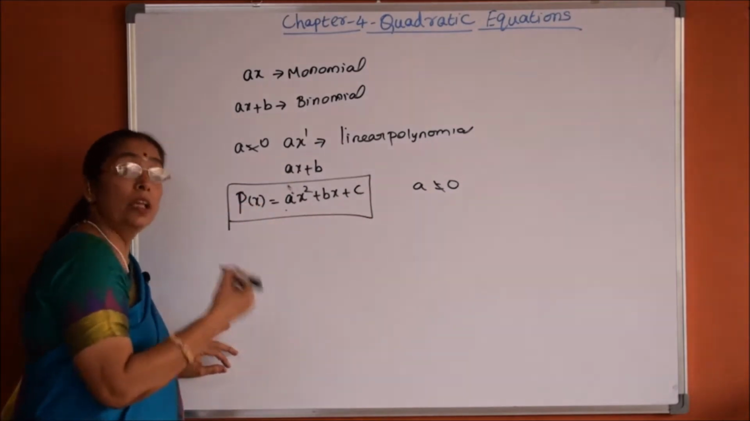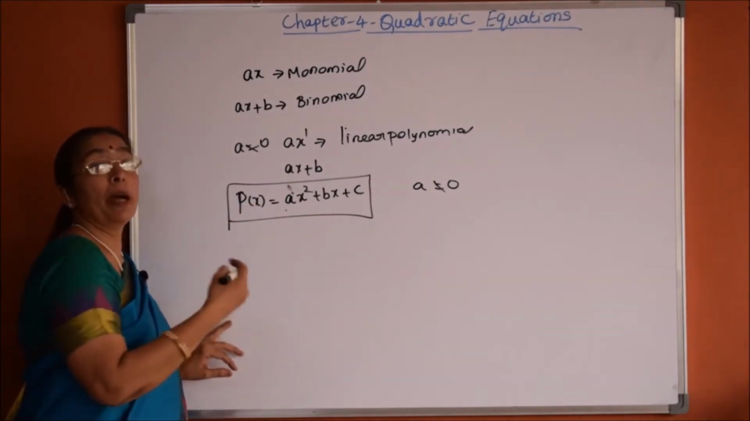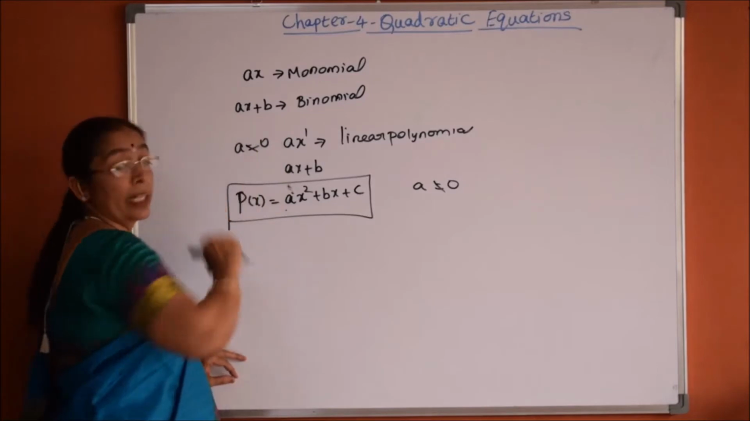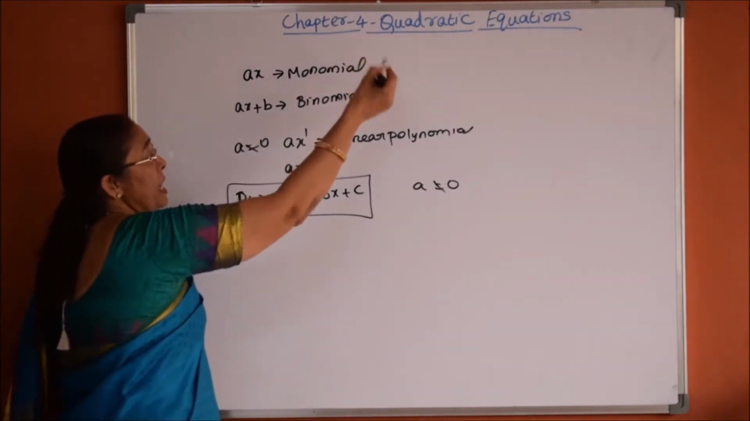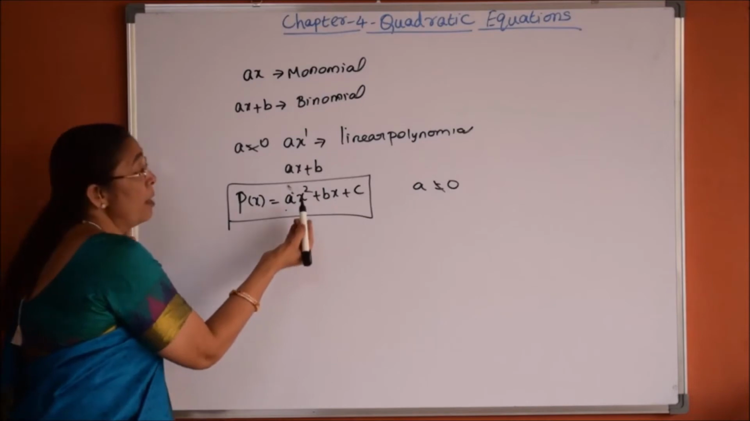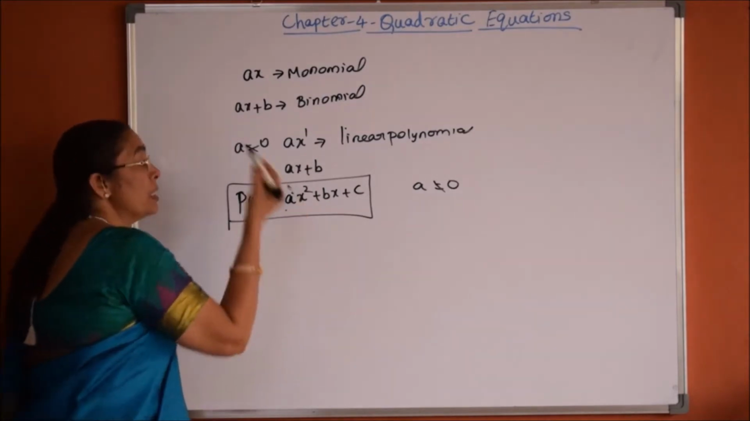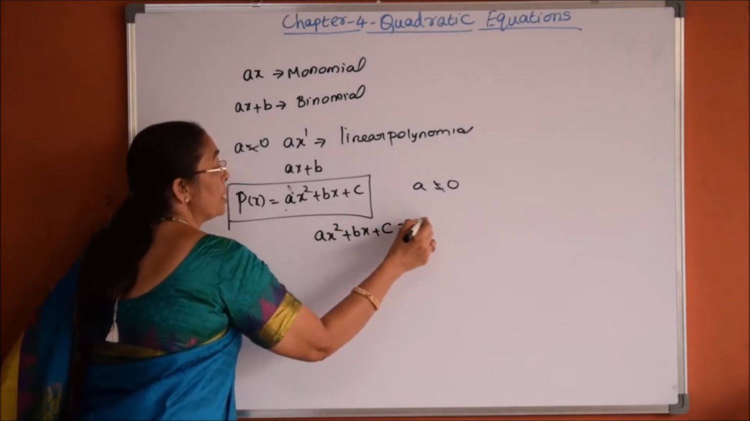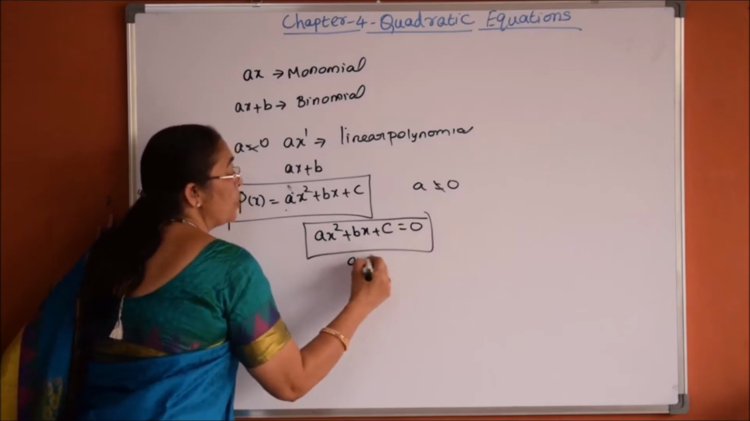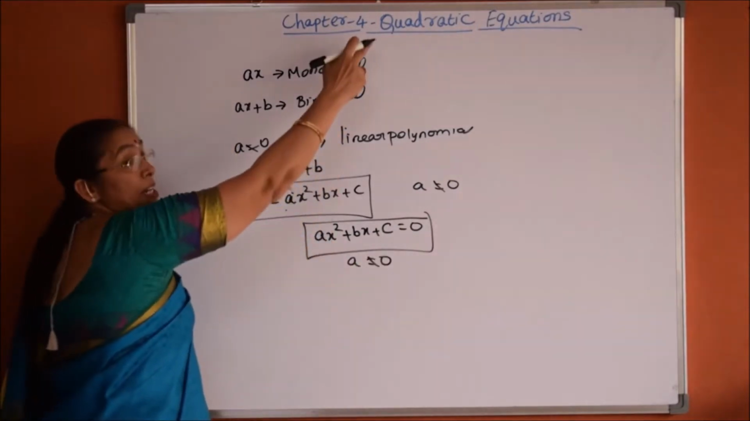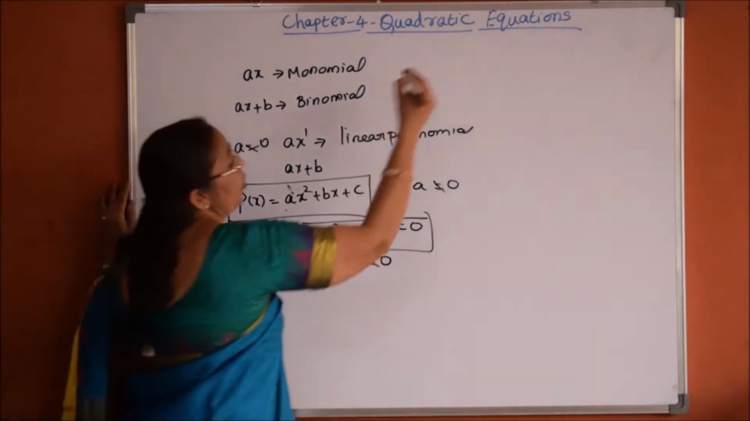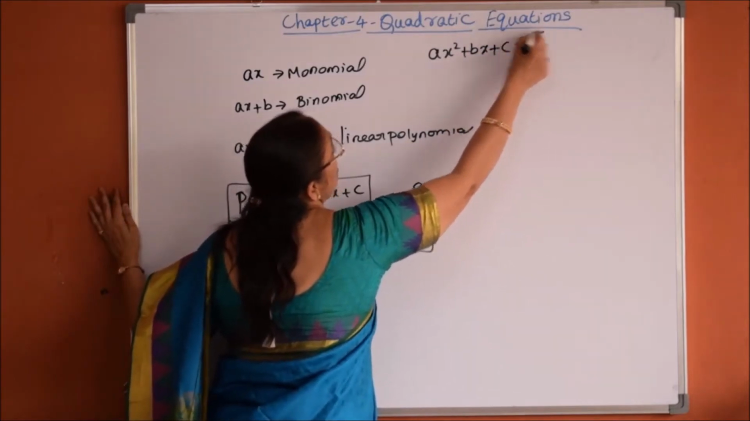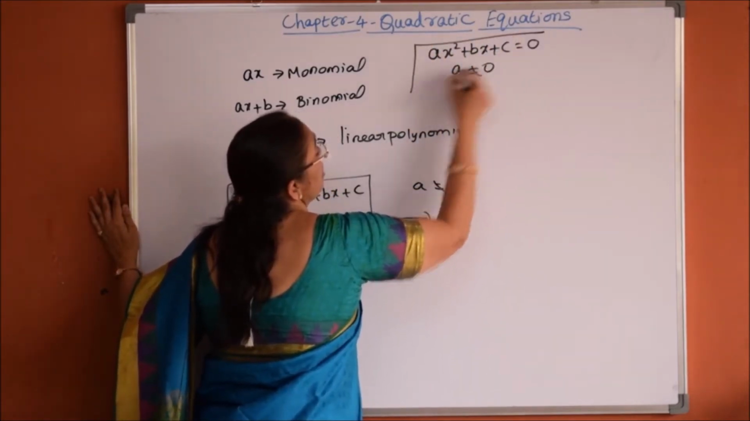If the degree is 3, cubic polynomial. If degree 4, biquadratic polynomial. So, different types of polynomials we learned in the second chapter. Now, what is a quadratic equation we will see. We call the second degree polynomial a quadratic polynomial. The same one, ax square plus bx plus c is equal to 0, for a not equal to 0, we call this equation a quadratic equation. So, the general form of a quadratic equation is ax square plus bx plus c is equal to 0, where a is not equal to 0.